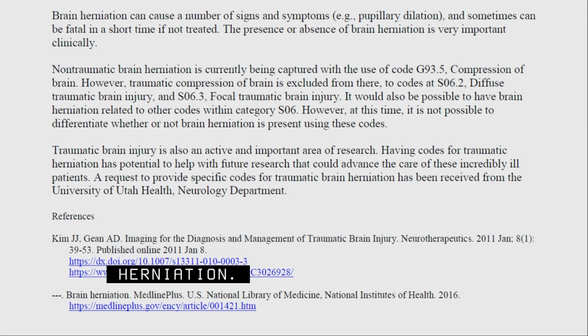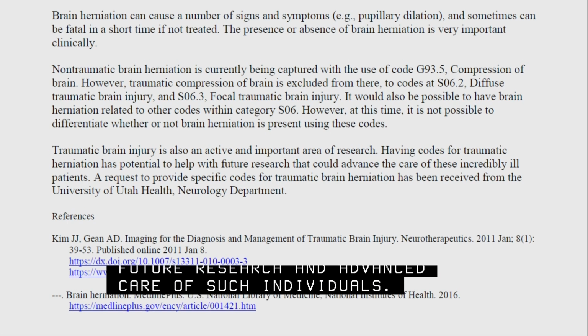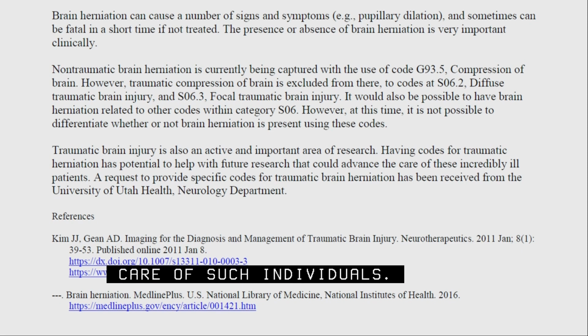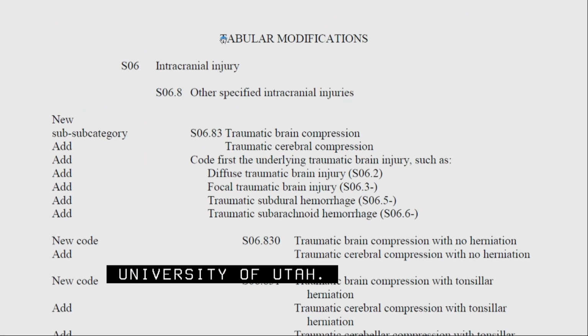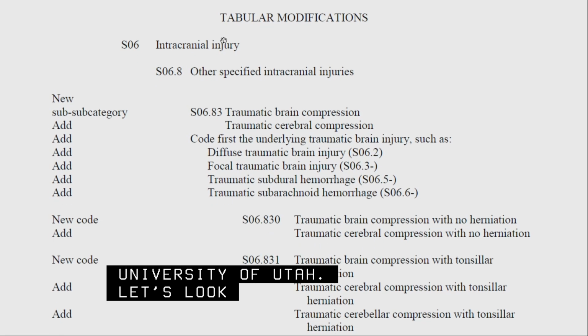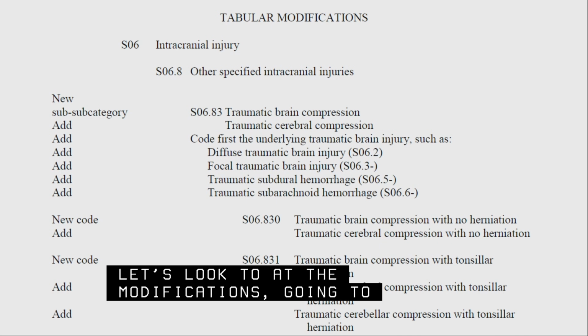Traumatic brain injury is an area of active and important research, and having codes for traumatic brain herniation has the potential to help future research that could advance care of such individuals who can be incredibly ill. And a request to provide specific codes for traumatic brain herniation has been received from the University of Utah Health and Neurology Department. Let's look next at the tabular modifications we're going to propose here. And again, this is on page 52 for those following along.